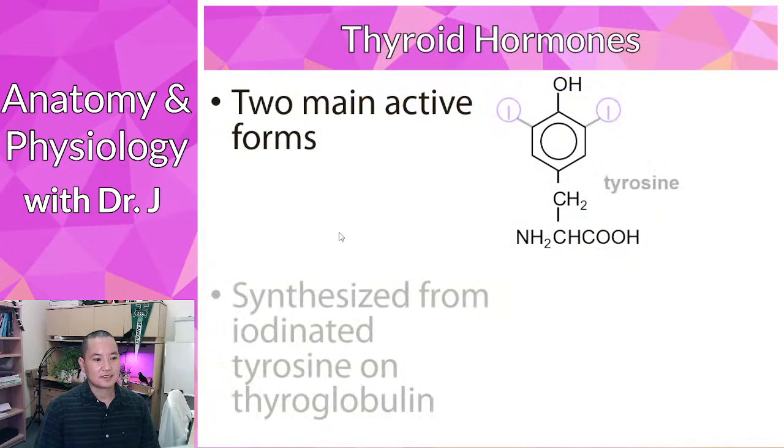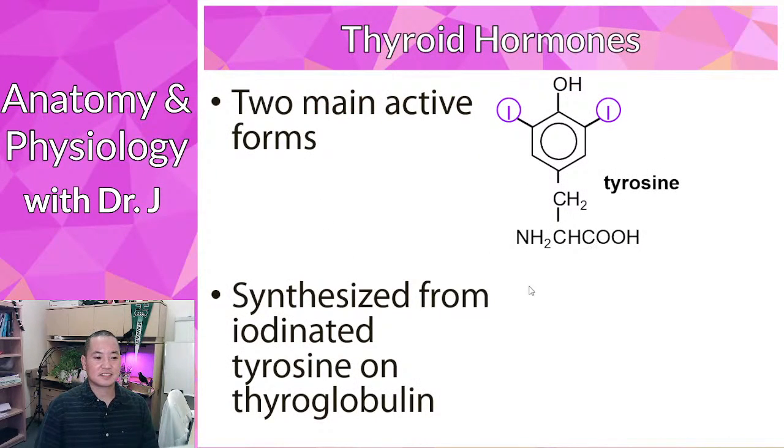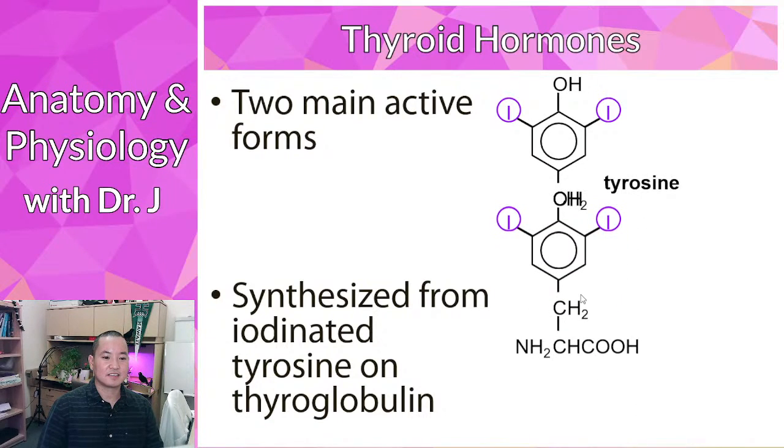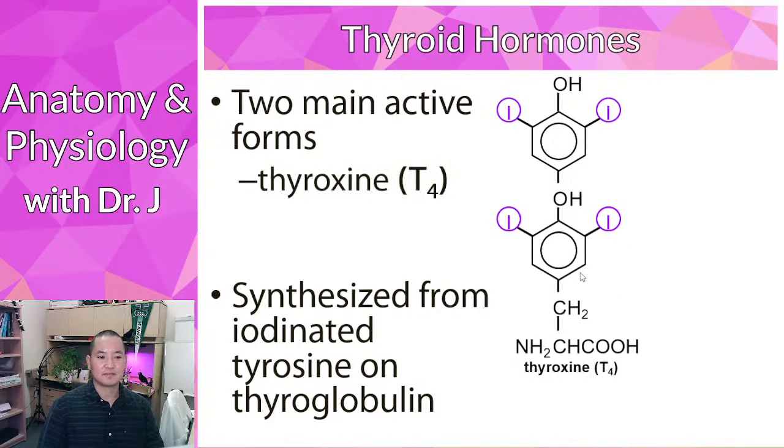thyroglobulin. So what happens is that with all these tyrosines, if you have two tyrosines that are close to each other on that thyroglobulin peptide, then the thyroid gland can combine these two tyrosines, link them together, and now we have, in this case, something called thyroxine, also known as T4, because there are 4 iodine atoms.